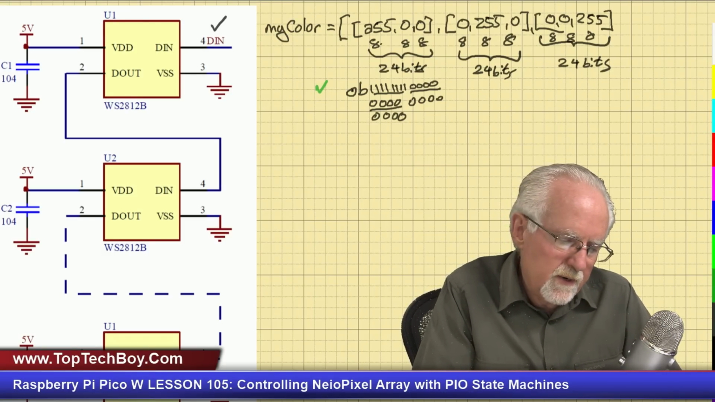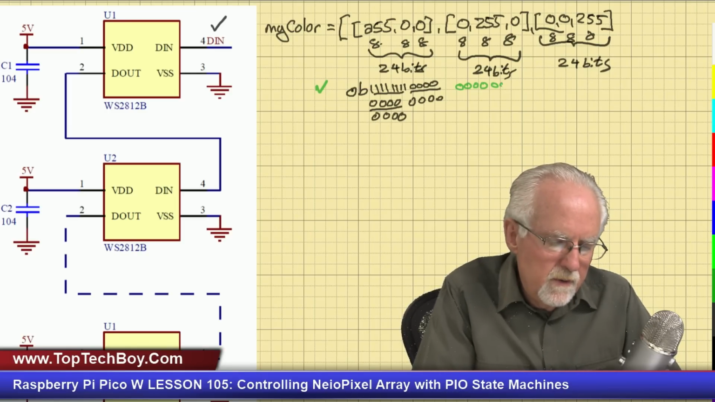That's green, so I'll go ahead and make it in green. That's going to be 0, 0, 0, 0, and then 0, 0, 0, 0. That's the first number. Then we're going to have 1, 1, 1, 1, 1, 1, 1, 1. So that's going to be the 255, and then the 0, 0, 0, 0, 0, 0, 0, 0.